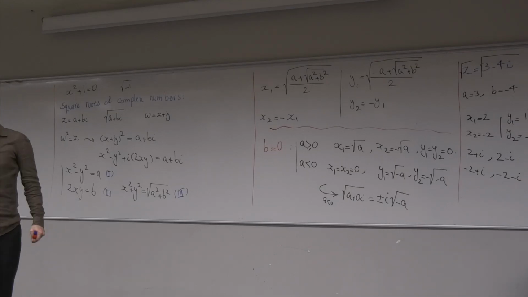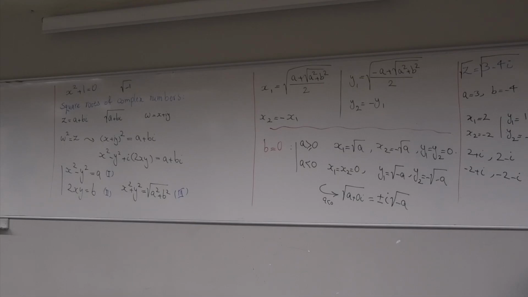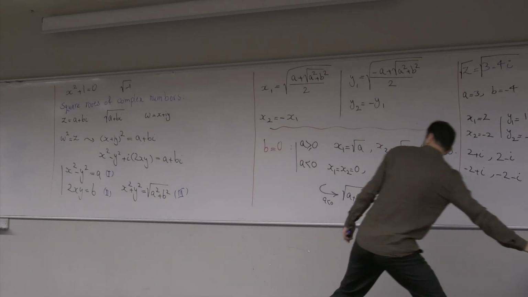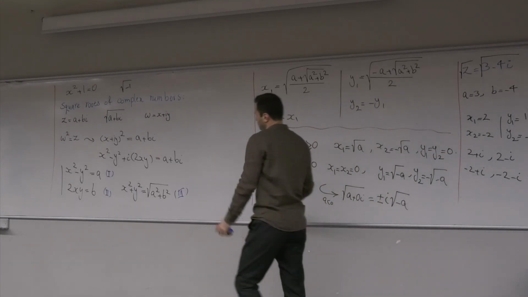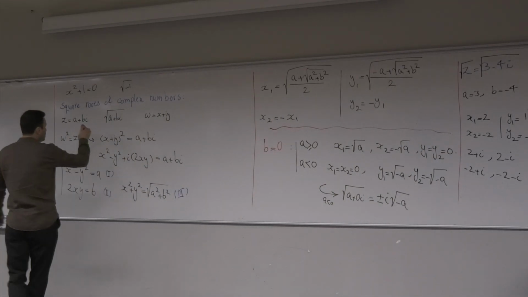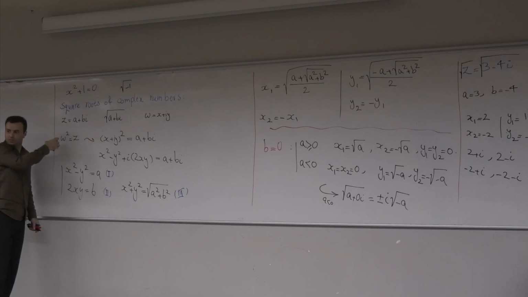What will happen if b is non-zero? Shall I clean here?